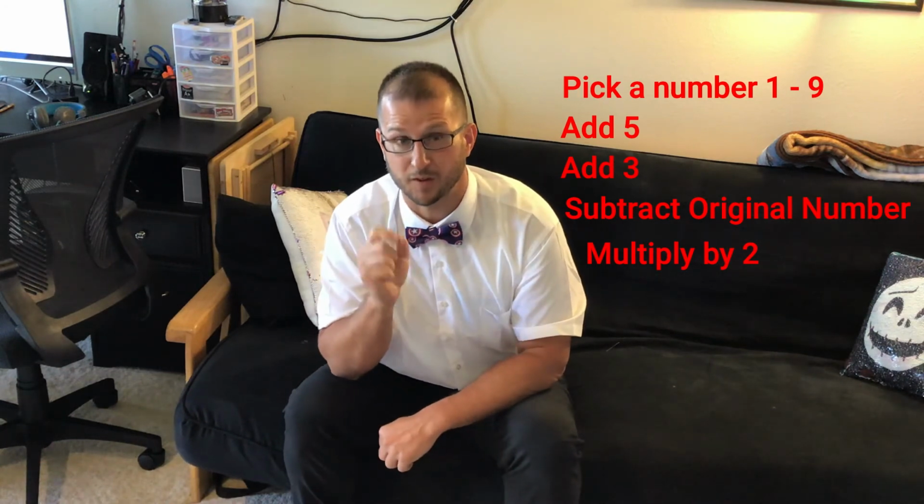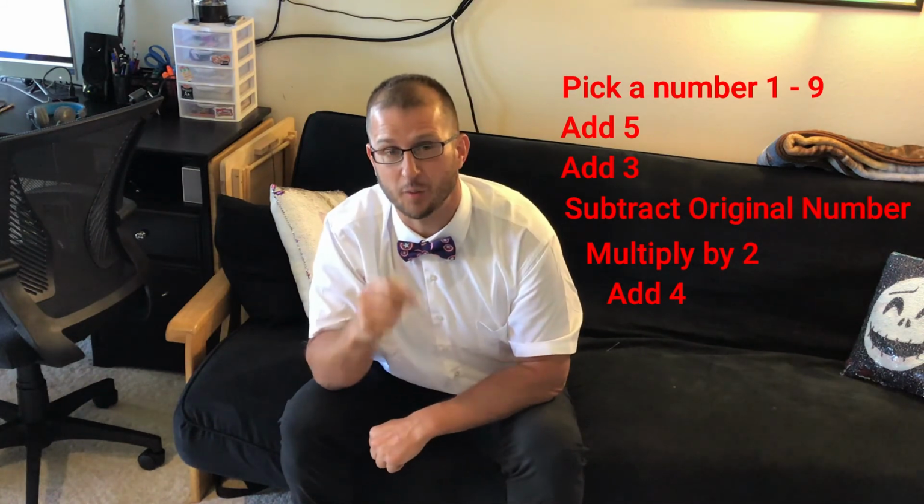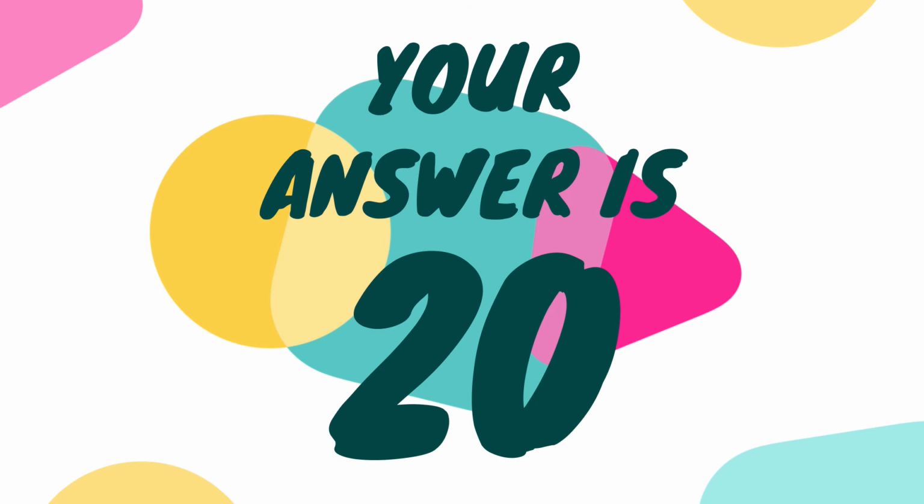One last step. You ready? Let's add 4. So you thought of a number. You added 5 to that number. You added 3 to that number. You subtracted your original number. You multiplied that by 2, and then you added 4. You got your answer? As always, so do I. Your answer is 20.